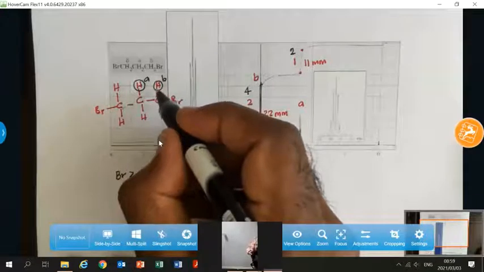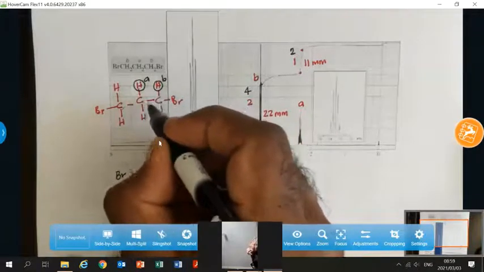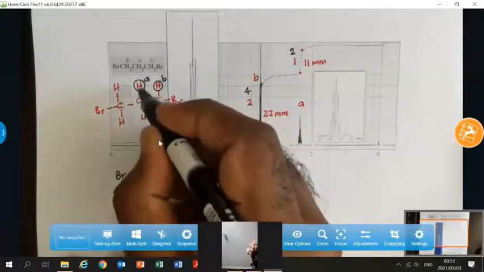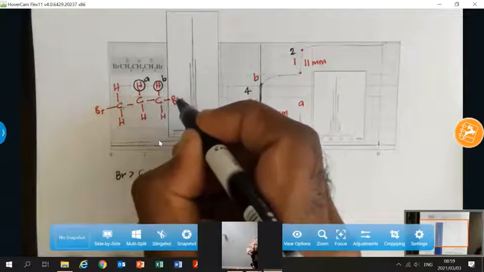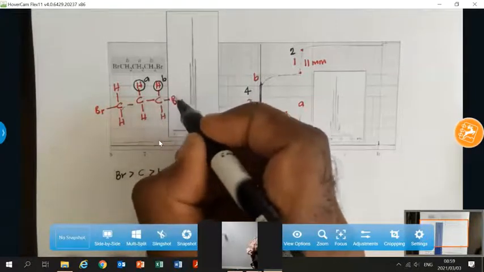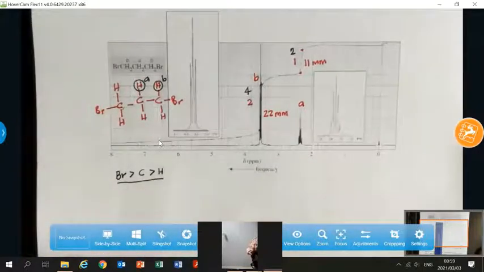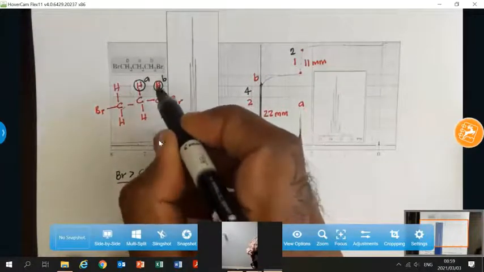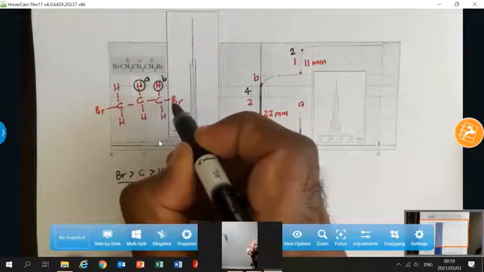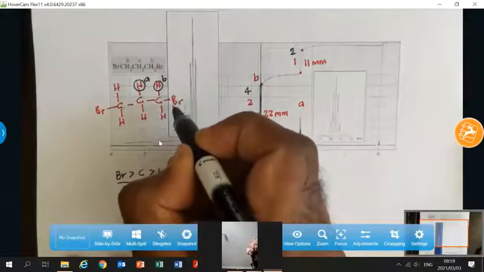Now let's look at 2 bonds away. 2 bonds away, I have a carbon, just like I had here. 2 bonds away, I have a hydrogen, just like here. But now look at here. 2 bonds away on this side, I have a bromine atom. And we said that bromine is the most electronegative out of these 3 atoms. So here you've got an electronegative atom like bromine 2 bonds away from this hydrogen, right? Here it's 3 bonds away, right? So imagine now the effect of this bromine.